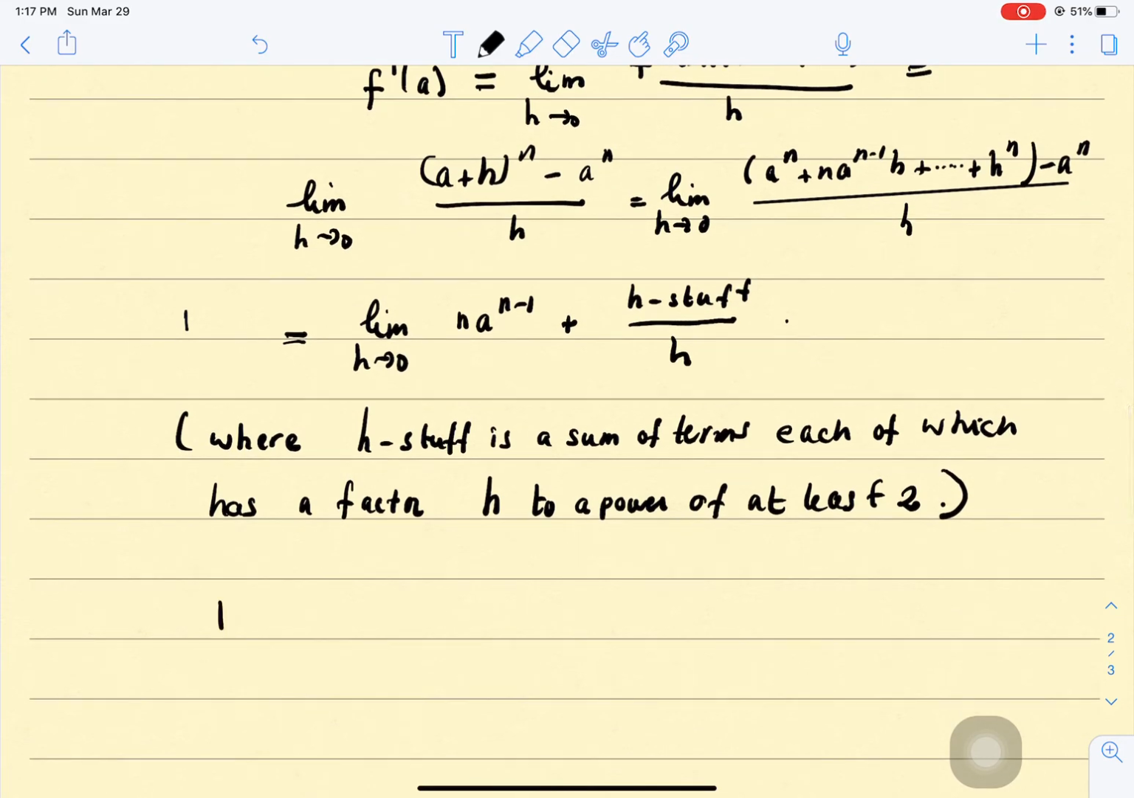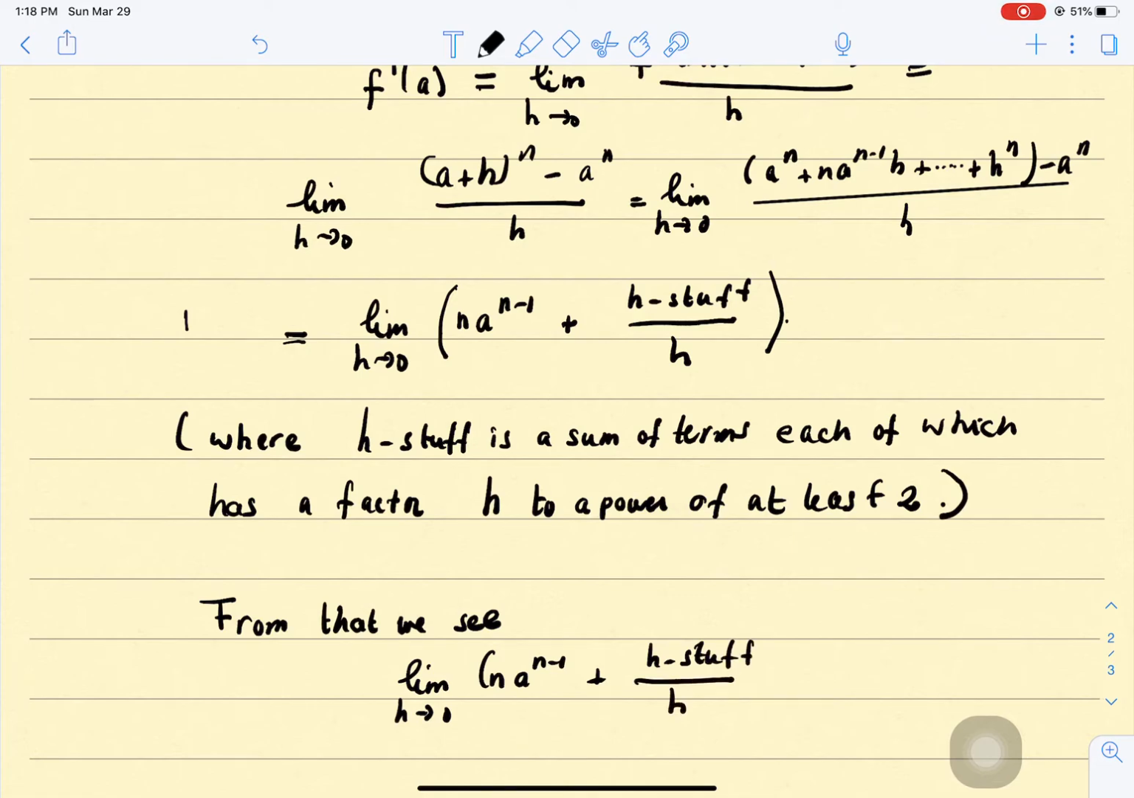And from that you see that if you divide each of those terms by h, and each of the terms has a factor h to a power at least 2, if you divide by h, then there will still be at least one h left, and as h goes to 0, that means that the limit as h goes to 0 of n times a to the n minus 1 plus h stuff divided by h really is equal to n times a to the n minus 1.